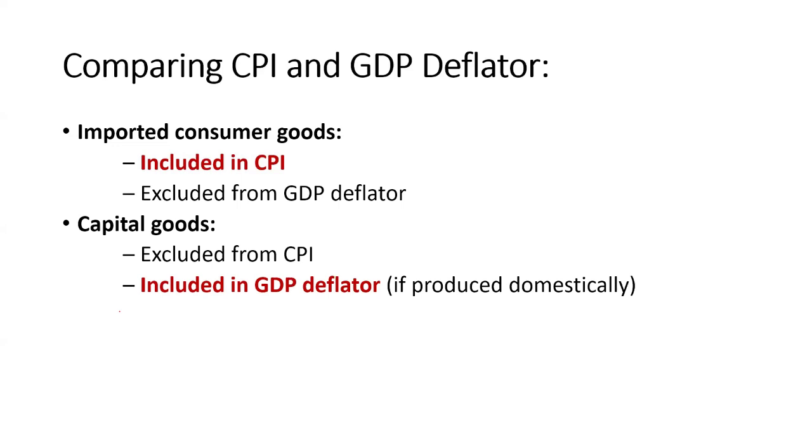as long as these goods are produced domestically. So if capital goods like machines are made in another country, they are not part of the GDP deflator because they're not produced domestically. However, if capital goods like machines are made domestically, they're part of the GDP deflator.